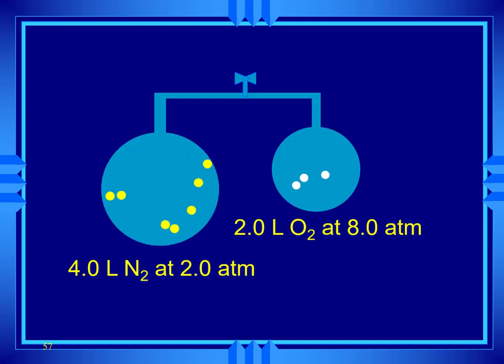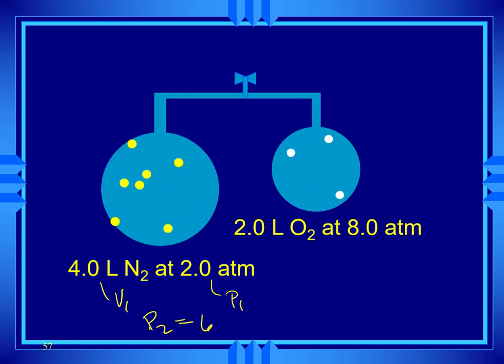Well, what do I know about nitrogen? Well, there's V1, there's P1. I'm trying to find P2, so I need V2. So what volume do I get when I open up that valve? They can go anywhere in there, so it's now 6 liters. Because it could be anywhere in the whole container now, so that's a total of 6 liters. So I got P1, V1, and V2. I can find P2.